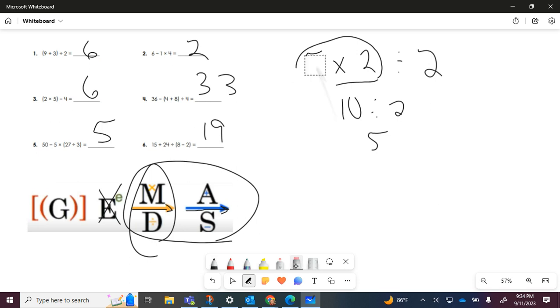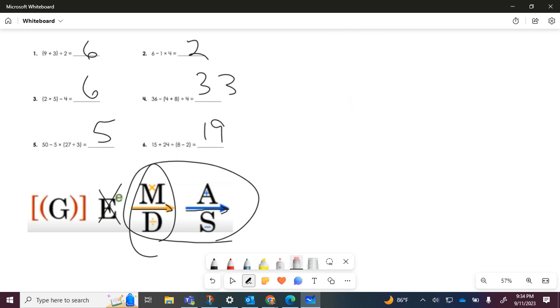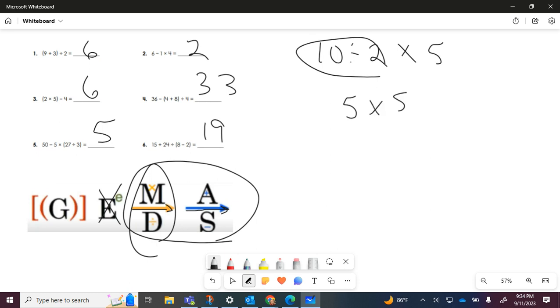Then I could do it again, but this time, let's say 10 divided by 2 times 5. In this case, the division is on the left, so I have to do the division first. I see how many times 2 goes into 10: 2, 4, 6, 8, 10. That's 5, times 5 is 25. So again, I divided first because the division was on the left-hand side.